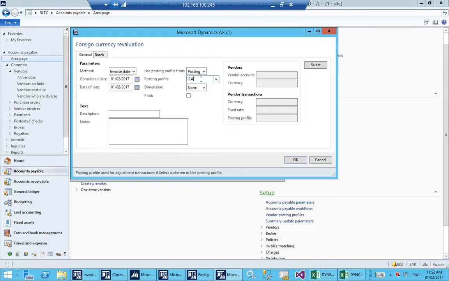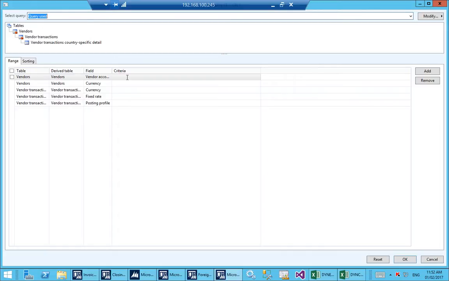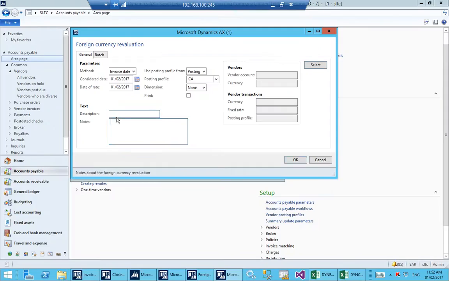Use posting profile. For which posting profile you can select also posting profile and which dimensions if you need a specific dimension, and you can select which vendor account. You can make currency evaluation. You can make it for customer also, not one by one. If you need to make it by one, you can select here vendor. If you need to make it for all vendors, don't select anything here.